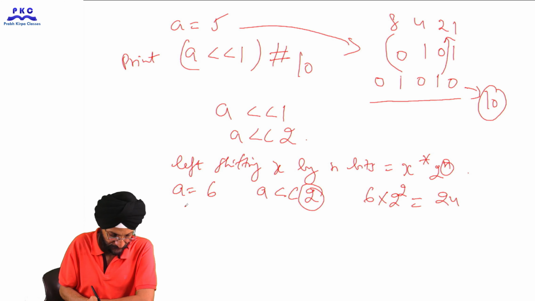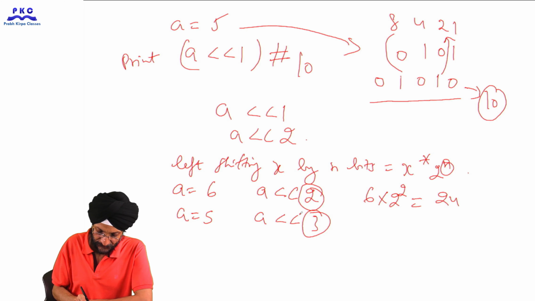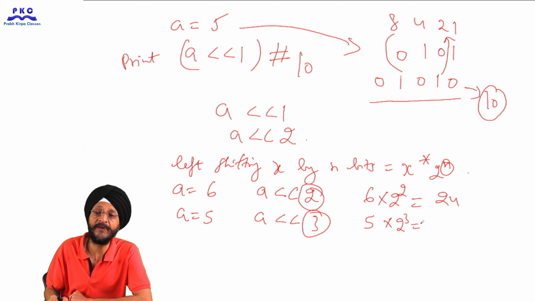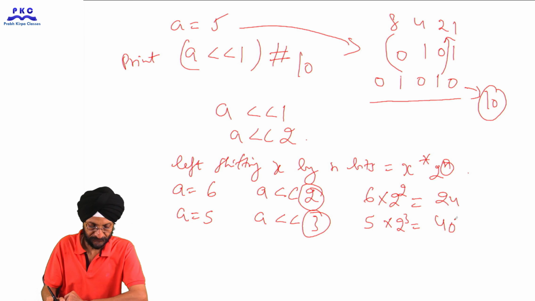If we write, say, A is equal to 5, A left shift 3, what will be the result? What is the value of A? A is 5. What is the formula? 2 raised to power n. What is n? n is 3. So what will be the final outcome? 5 into 8. It will be 40.